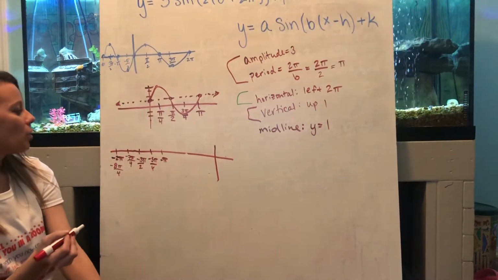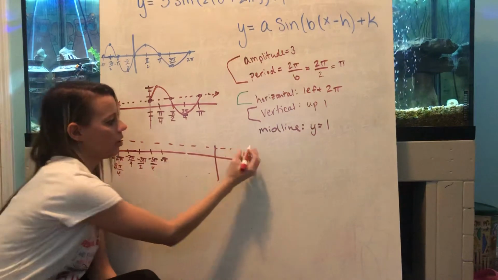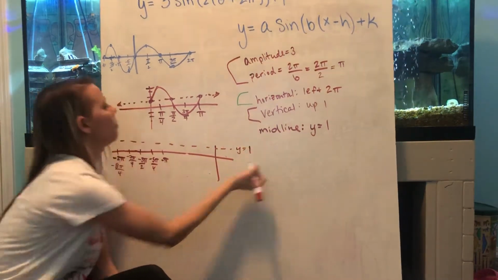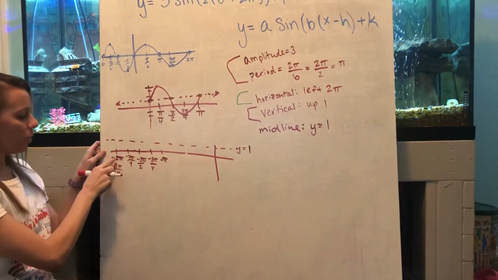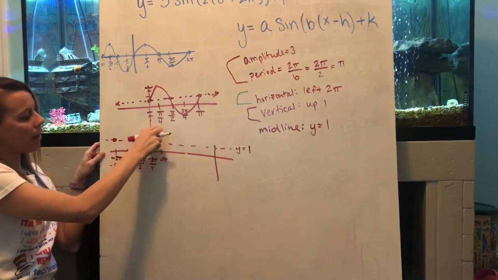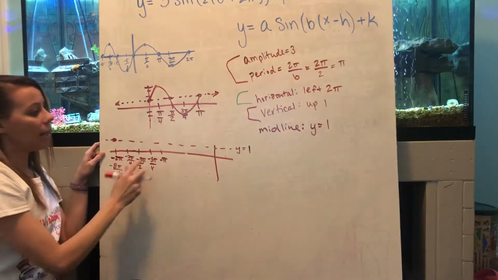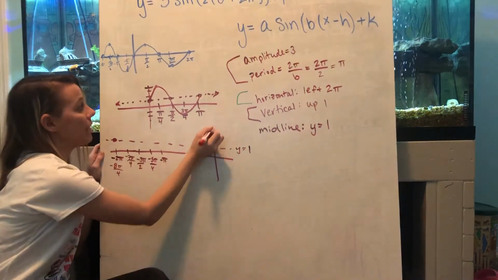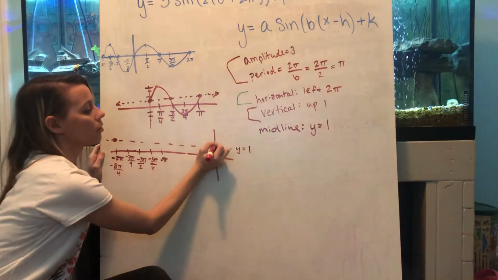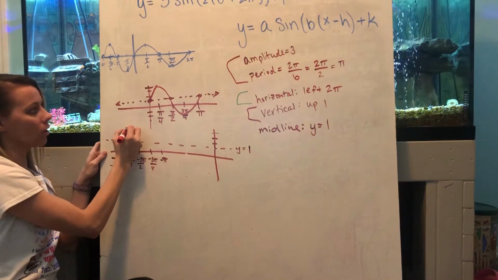Okay, so our midline was at y equals 1. And at 0, which is now our negative 2 pi, it's at 0. Our pi over 4, which is now at negative 7 pi over 4, is up 4. 1, 2, 3. It's up 3 from the 1, but it's up 4.